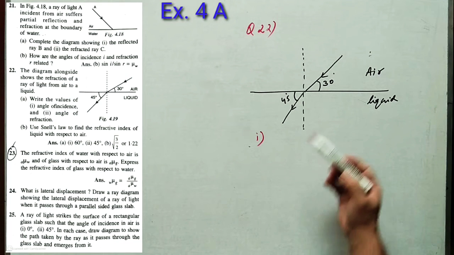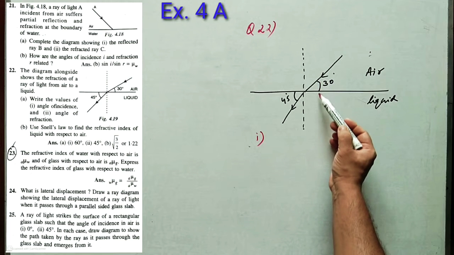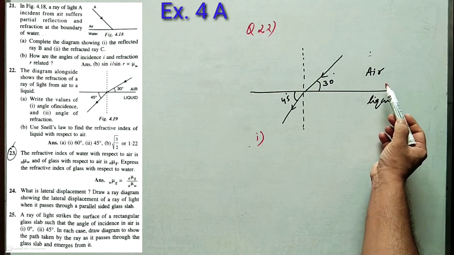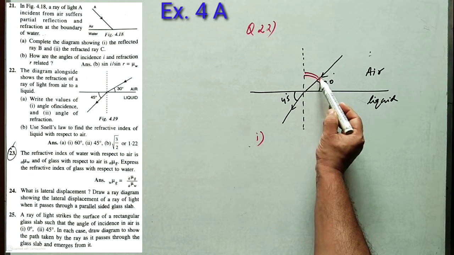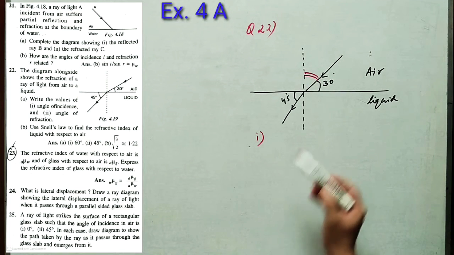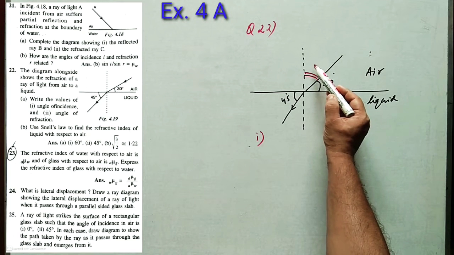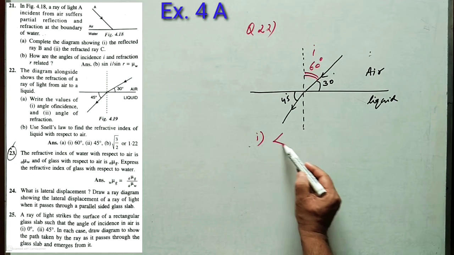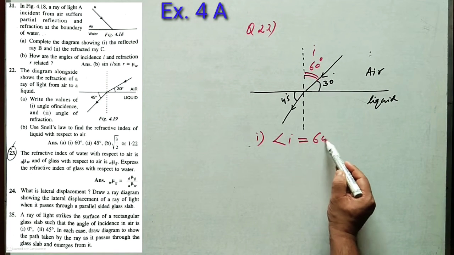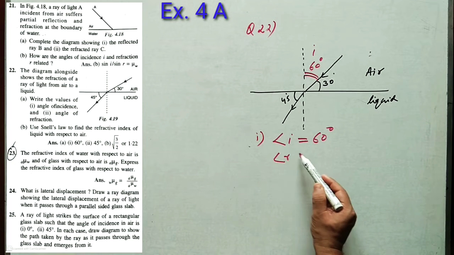Look at this angle. Is this the angle of incidence? No, this angle is not the angle of incidence. The angle of incidence is the angle between the normal and the incident ray. What is the total angle? That is 90. 90 minus 30, the remaining angle will be 60 degrees. So this will be the angle of incidence. So I can write the angle of incidence as 60 degrees. Clear? So what about the angle of refraction?